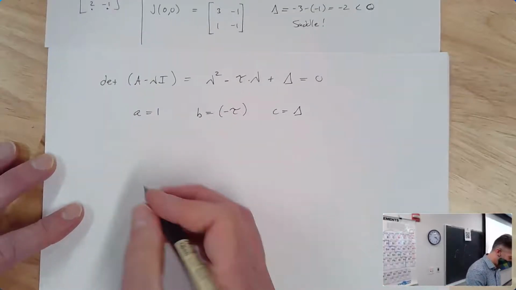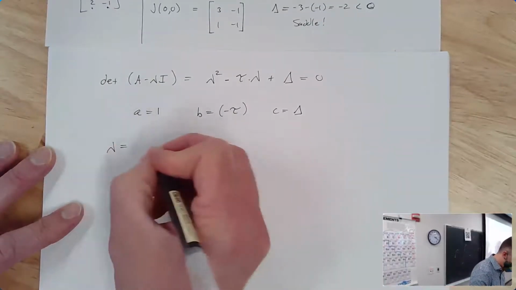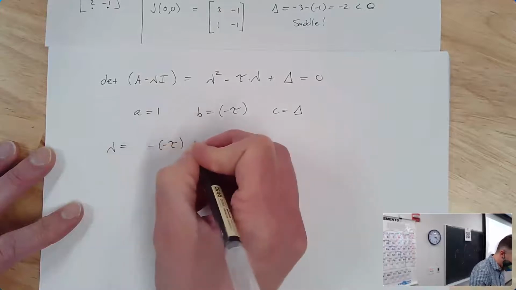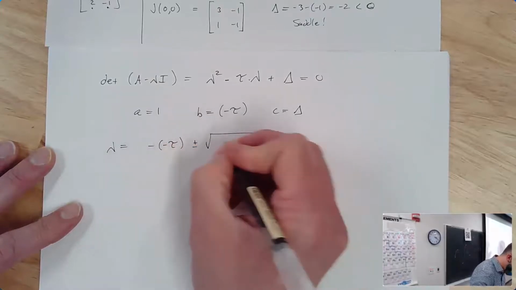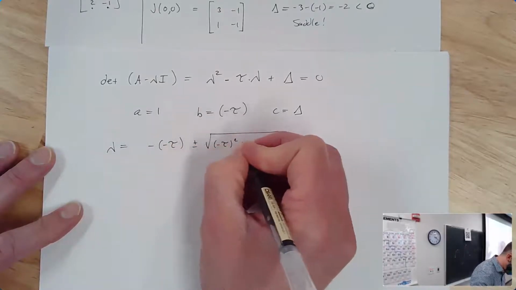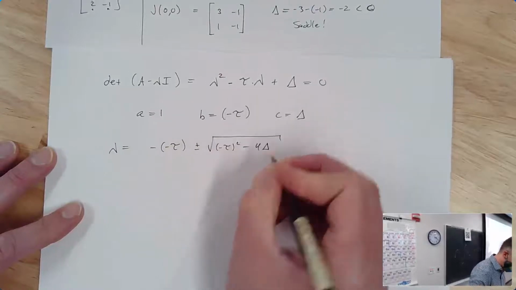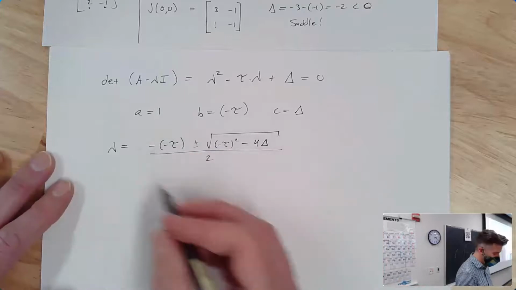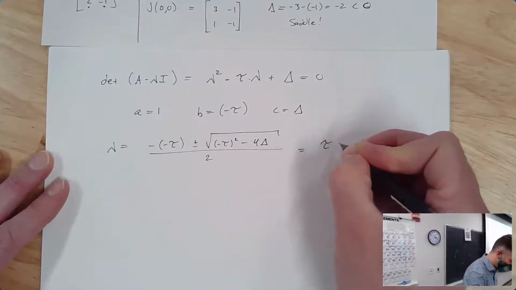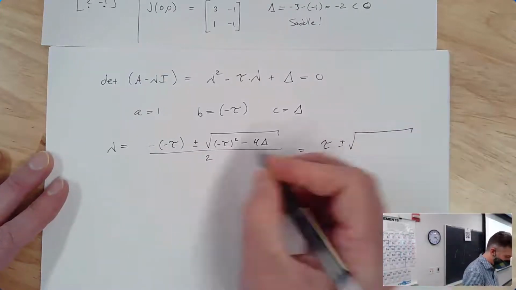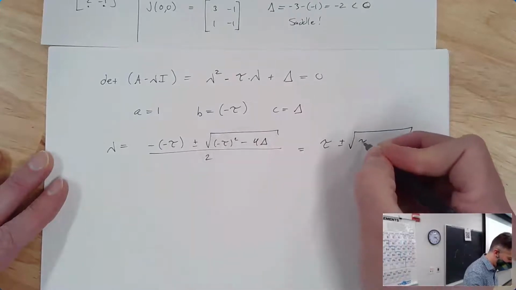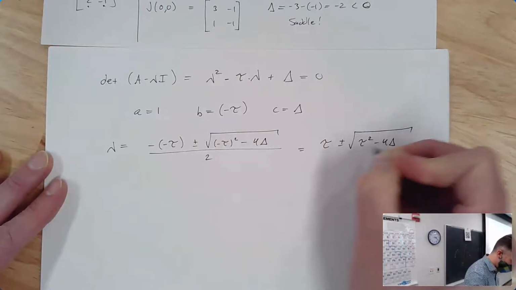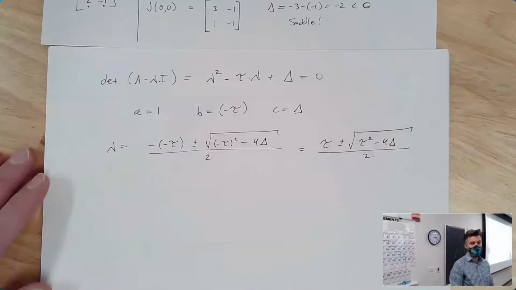So when you throw it into the quadratic formula, you get negative tau plus or minus the square root of negative tau squared minus 4 times A times C, all over 2. But we usually simplify this as the trace plus or minus the square root, because a negative thing squared is the same as the positive thing squared. That's why we get to write it like that.